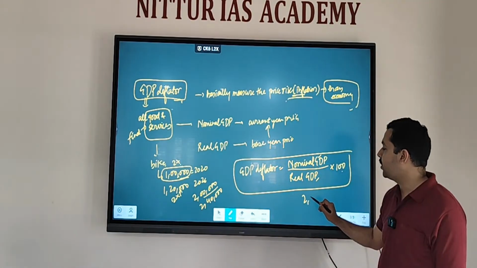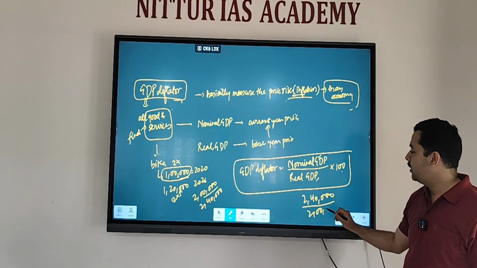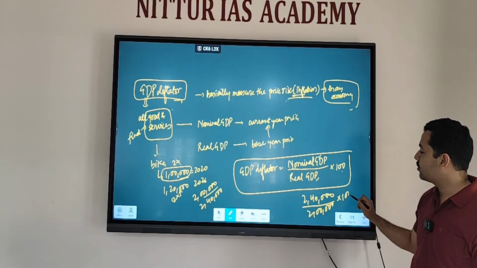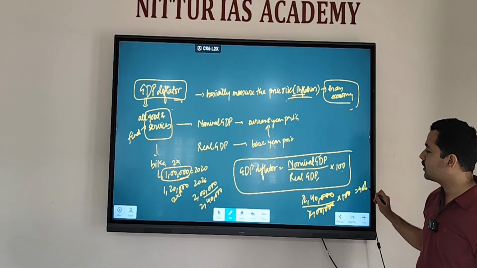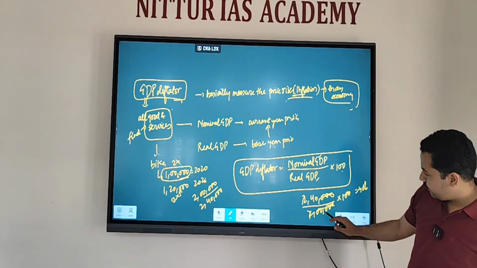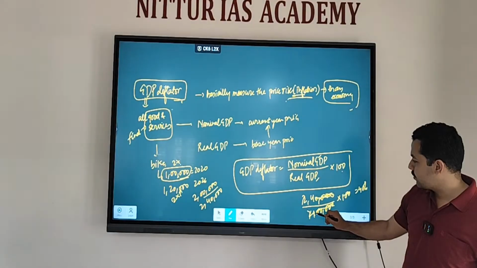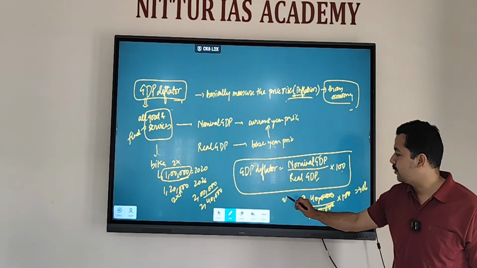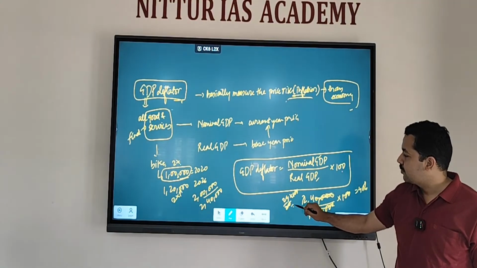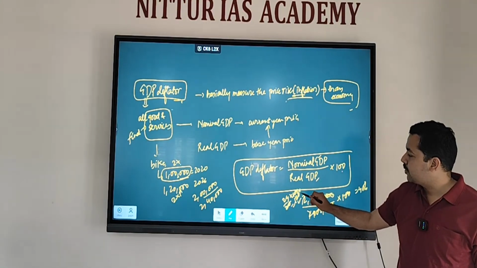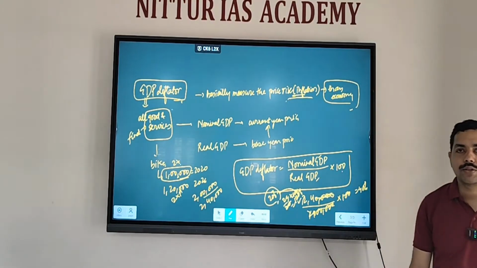So now we are taking nominal GDP divided by real GDP into 100, to see how much increase is happening. This is 2 lakh, no? 24 divided by 20, into 100. So this is going to come around 120%, meaning a 20% increase is happening in the price rise.